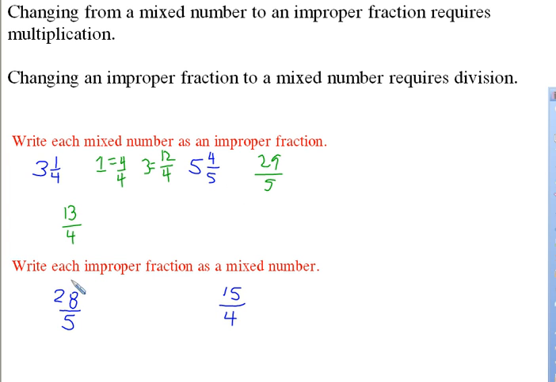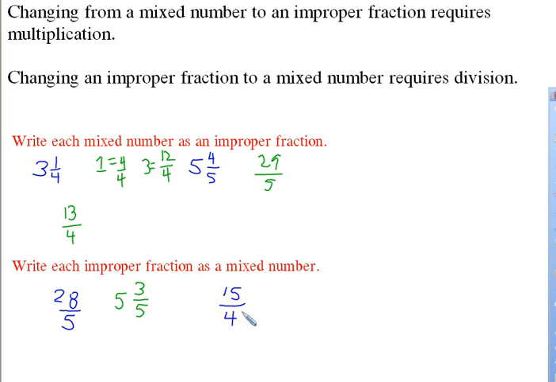Now here, if you write an improper fraction as a mixed number, you need to divide. So all I'm going to do is say, well, 5 goes into 28 how many times? Well, I know 5 goes into 28 5 times, and I know I have some leftovers. Well, 5 times 5 is 25, so I'm going to have 3 pieces left over. So that's how I write it up there. So I have 3 fifths left over. 5 full pieces and 3 pieces left over.